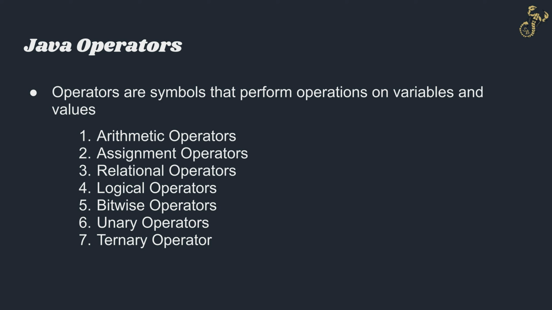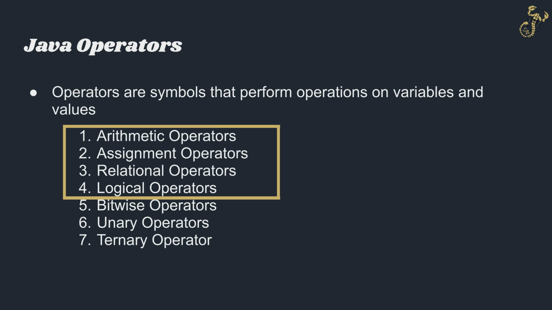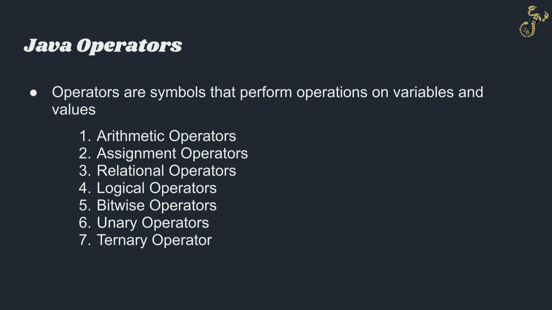In Java, there are 7 types of operators: arithmetic operators, assignment operators, relational operators, logical operators, bitwise operators, unary operators, and ternary operators. In this video, we're going to see only arithmetic, assignment, relational, and logical operators because they are the most important ones for beginners. I'm going to explain bitwise, unary, and ternary operators in a separate video.